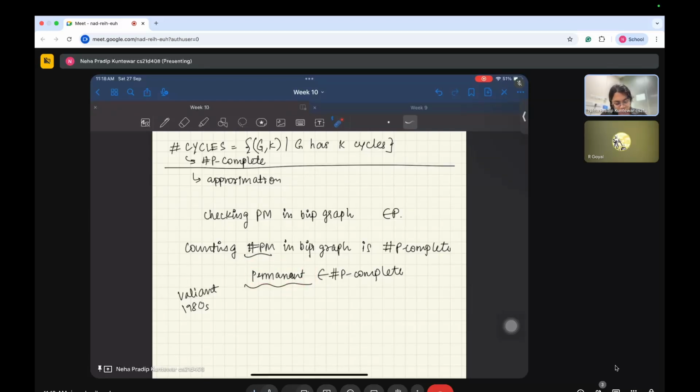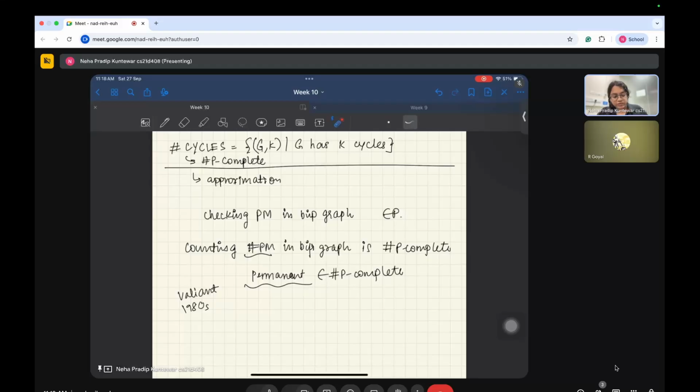I have a query here. What is the relation between P and FP? Why so? Because do we have problems whose counting is easy, but whose solution is difficult?